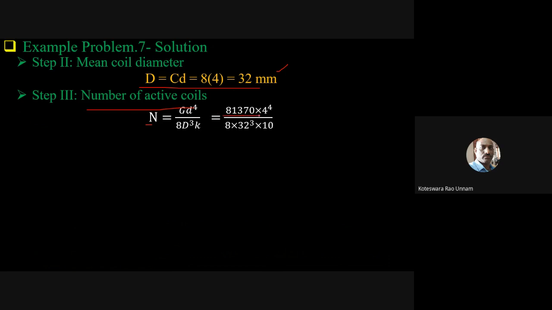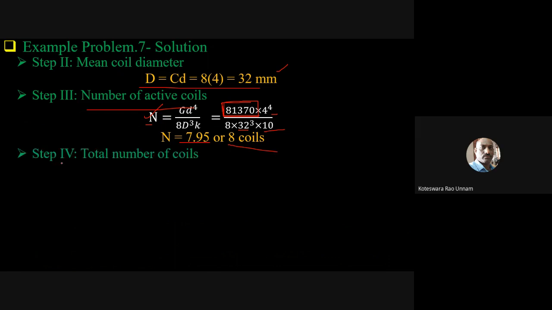Of course, this data is not given in this particular problem, but we need to pick these values from the data book. If it is not given in the problem data, you have to use the data book to pick the values. So d comes out as 4 and capital D is given as 32 and K, stiffness of the spring, is 10. So from this formula, you will get your active number of coils as 7.95, which should be rounded up to 8 coils. Then you need to calculate the total number of coils just by assuming some type of ends for the spring.